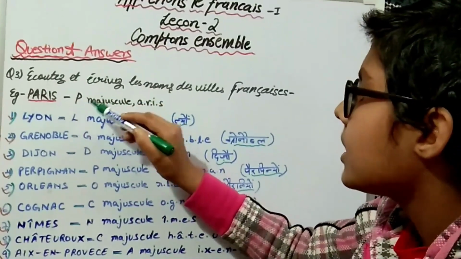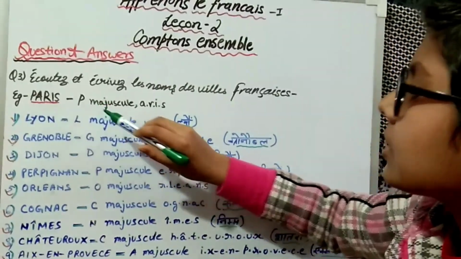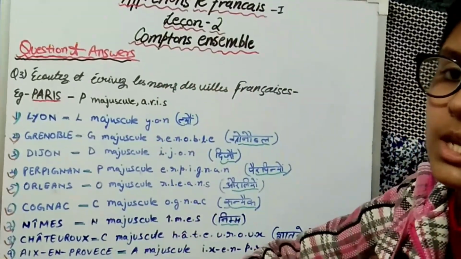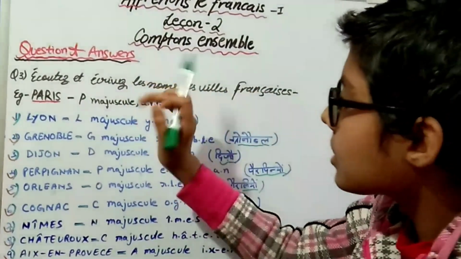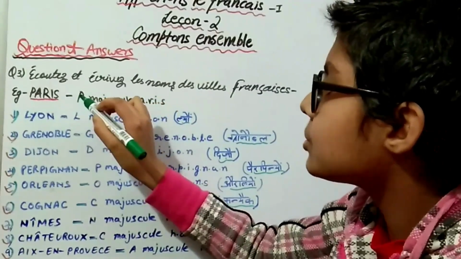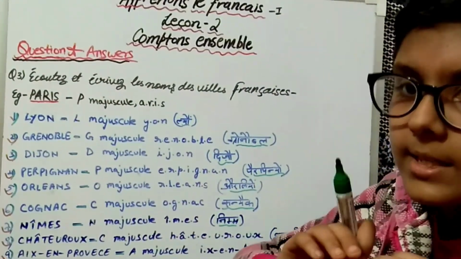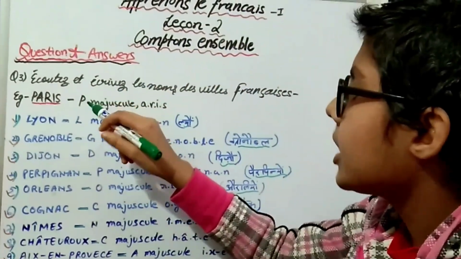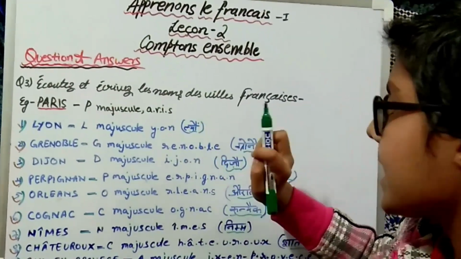But before doing anything, let us understand the meaning of majuscule. Majuscule means capital letters and minuscule means small letters. It is not given in the book, but I will tell you that P should be written in a capital letter and the other letters should be written in small letters, as is the main purpose of every writing. So we have P majuscule, A, R, E, S.